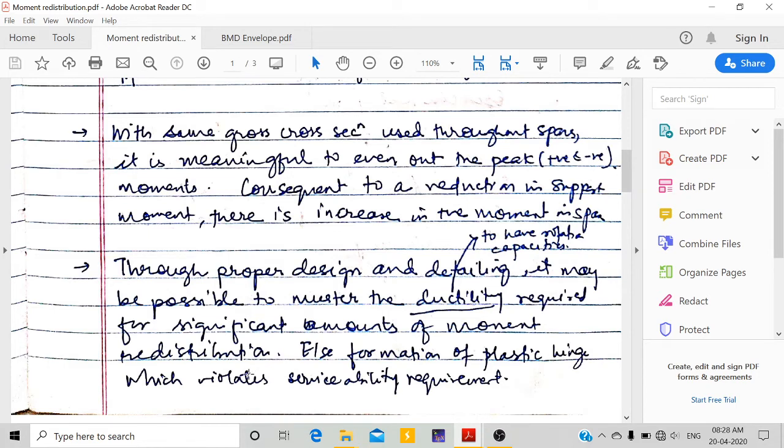If you're using moment redistribution, that means you're using the inelastic phase, so you have to design it so that you have ductility in the members. That means rotation capacity, because a hinge is formed in this. Otherwise the formation of a plastic hinge violates the serviceability requirements, because if more moment is there, a plastic hinge can be formed, which as per the limit state method we should not have in the structure.